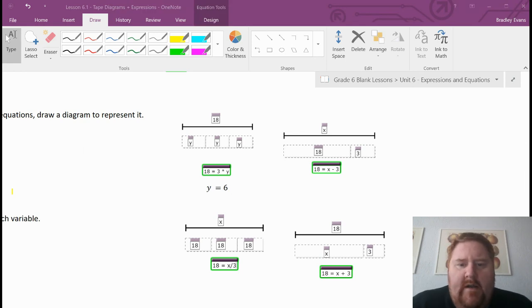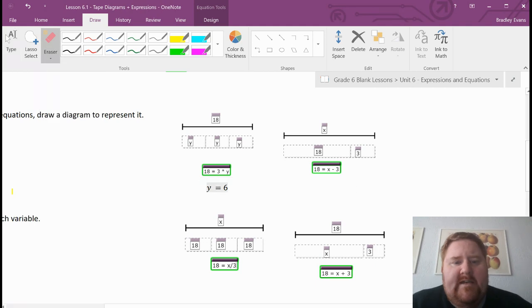Okay, let's take a look at the second one here. 18 is equal to x minus 3. Our job is to determine the value of x. Well, by looking at this tape diagram, I can see that x is greater than 18. It's also greater than 3. And I can notice that x is going to be 18 plus 3. 18 and 3 together are going to make x. So the value of x here is 21.